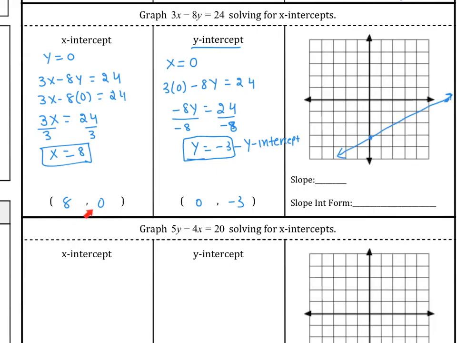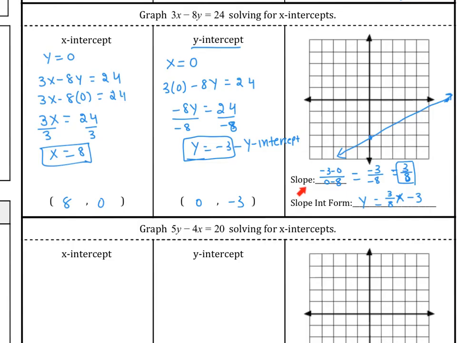Now you're going to plot the point 8, 0. So 1, 2, 3, 4, 5, 6, 7, 8. So I assume that 8, 0 would be this point. And you're going to get the 0, negative 3 is this point right here. Connect the points, and then you're going to get the line graph.